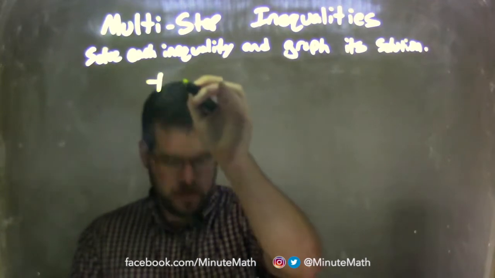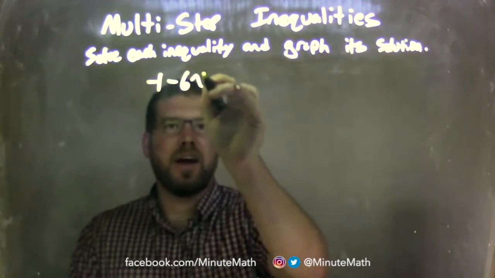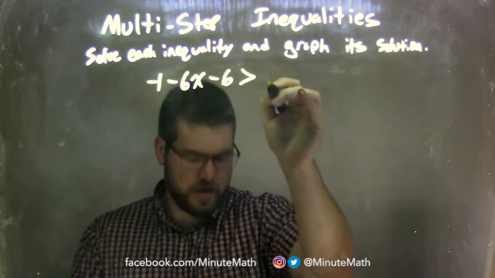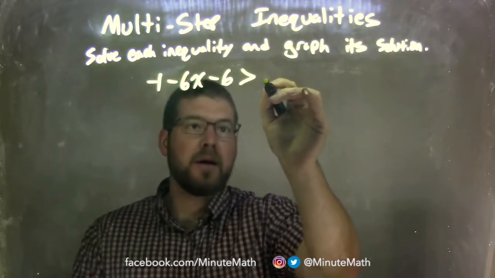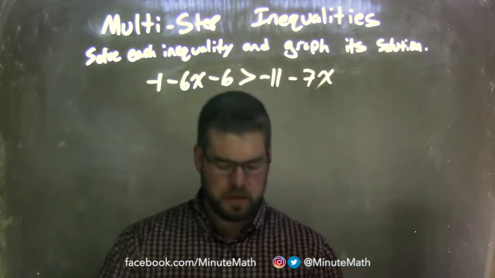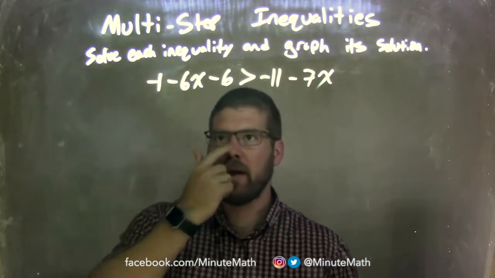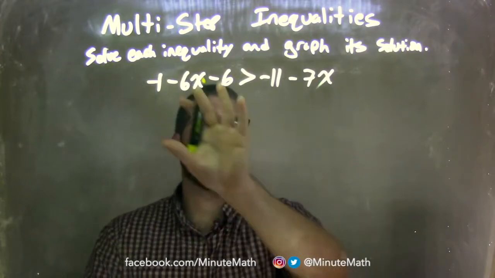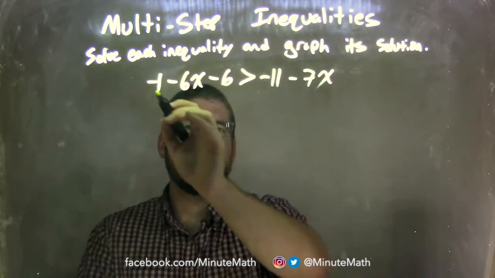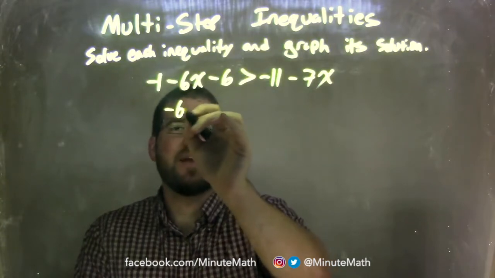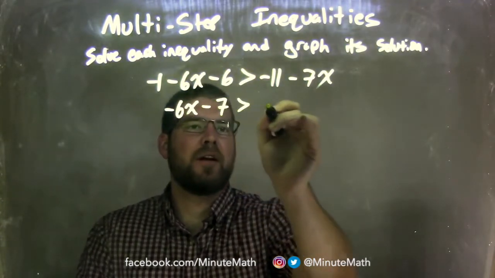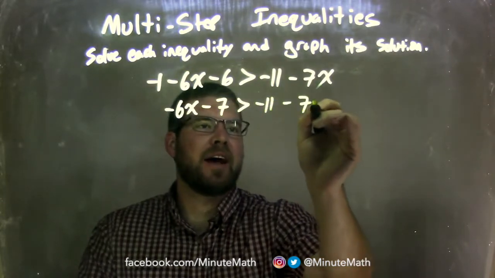Negative 1 minus 6x minus 6 is greater than negative 11 minus 7x. Okay? Well, from there, let's combine our like terms on each side. So I have the negative 1 and minus 6 there. That's going to give me, I'm going to put the negative 6x out front, negative 1 minus 6 is negative 7, is greater than negative 11 minus 7x.